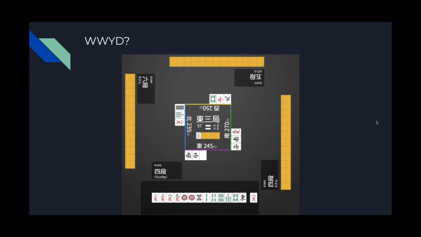And for our next what-would-you-discard here, now we are dealer on turn 4. And what are we going to discard?